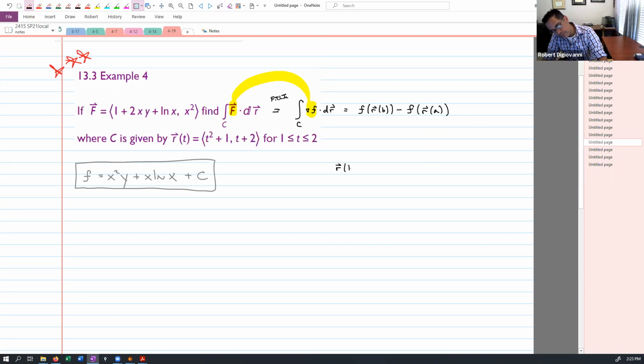R of b. That means R of 2. And that means I'm going to get a vector. If I plug 2 in here for t, I get 5, 4.